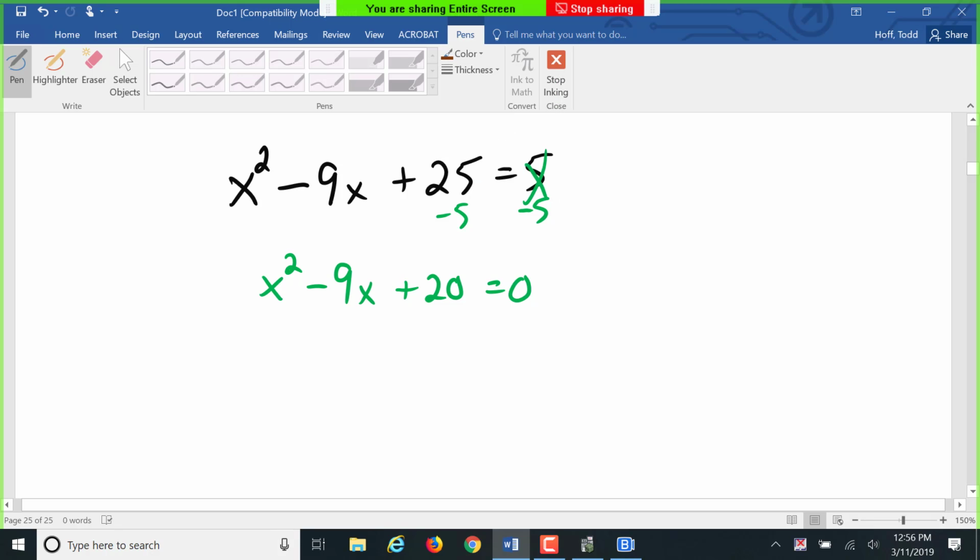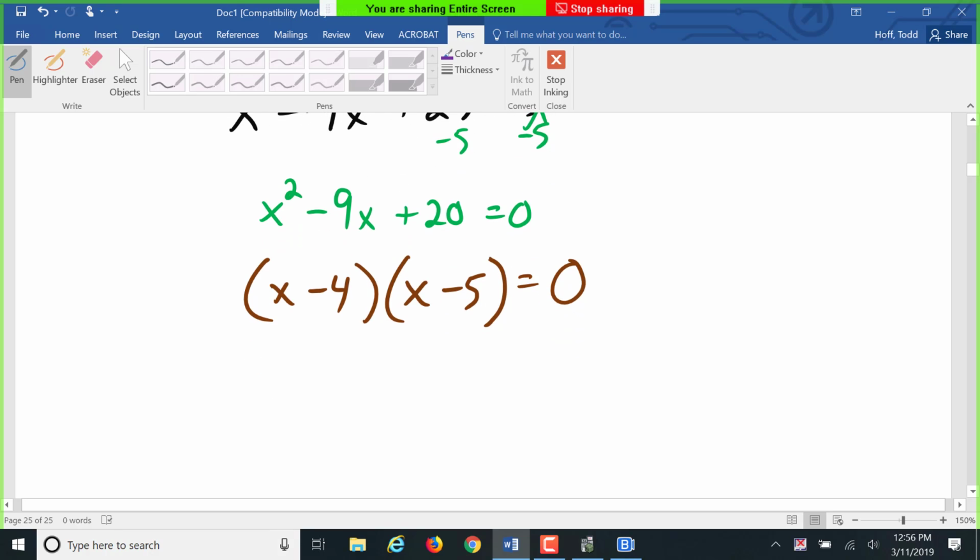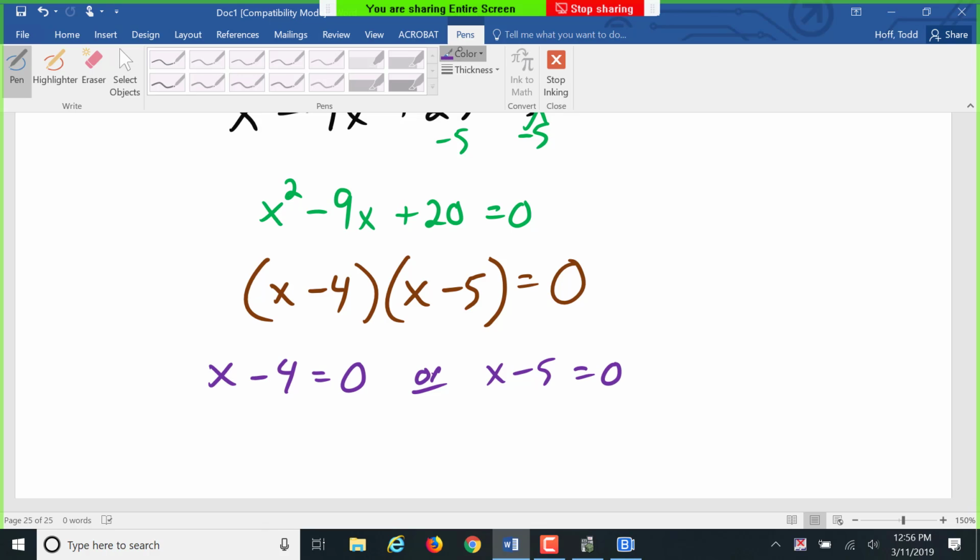What's our next step? We factor. I kind of gave it away that there's no common factor. What do we get from there? X minus 4 and x minus 5, that equals 0. Good. Any questions so far? Okay. What's the next step? X minus 4 equals 0, or x minus 5 equals 0.